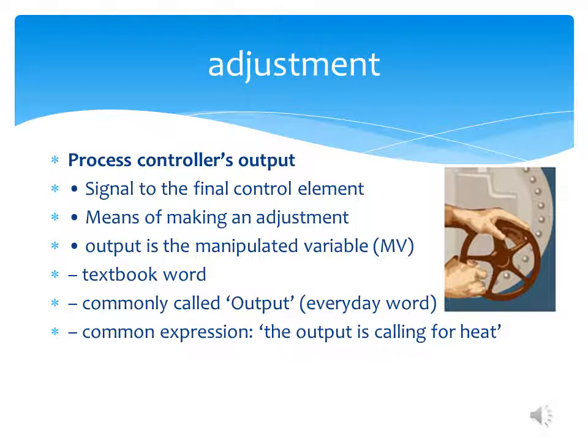Adjustment. The process controller's output is the signal to the final control element, the means of making an adjustment. The output is the manipulated variable, MV. That's the textbook word; it is commonly called output. A common expression: the output is calling for heat.